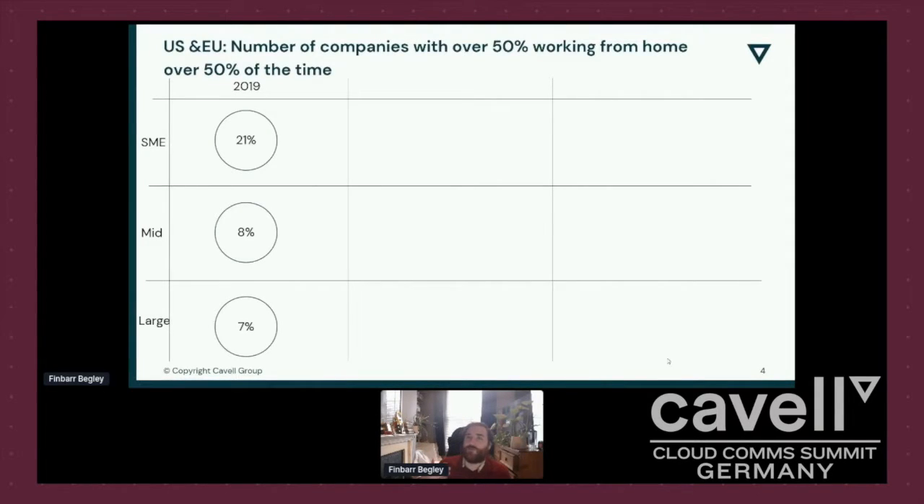And even if that's just that the person needs more home bandwidth in order to handle the services the company is asking for. So just to dig in a little deeper, and I know everyone is working on the assumption that home working is rising, but I want to quickly show you the level at which it has risen. If we look at the US and EU, this is the number of companies that have said they have over 50% of their employees working from home over 50% of the time, so more than 3 days a week. And you see in 2019, we started off with SMEs at 21% because they're not always in the office, mid-level 8%, large 7%.